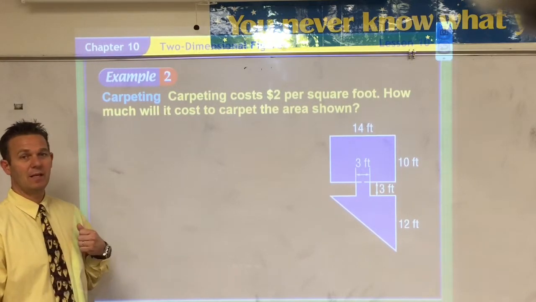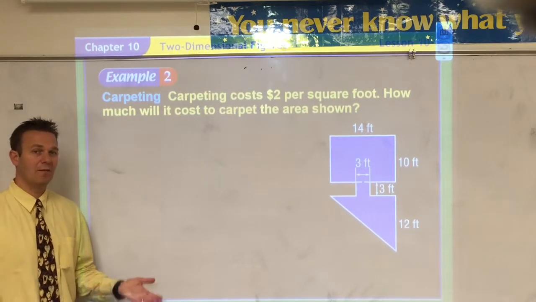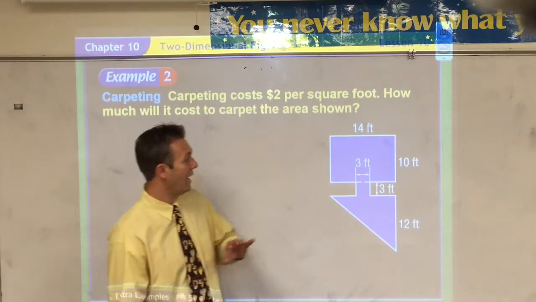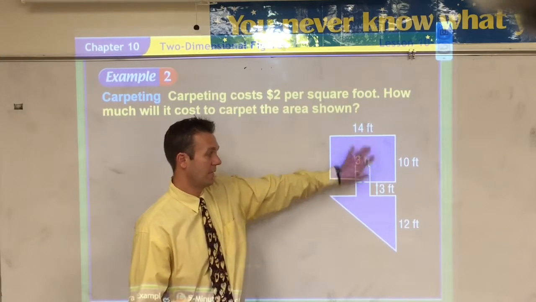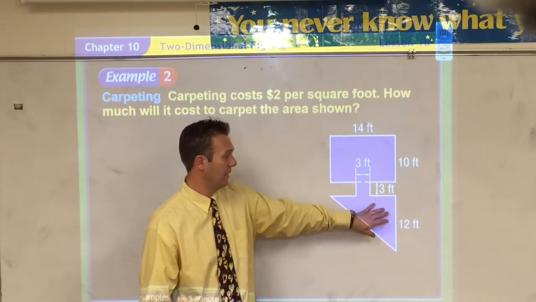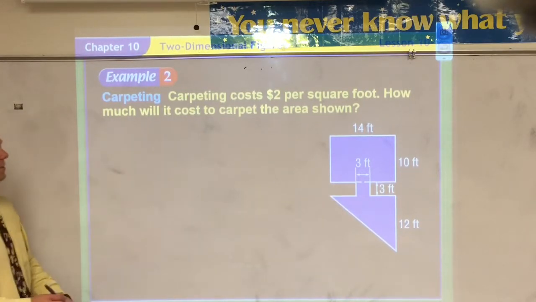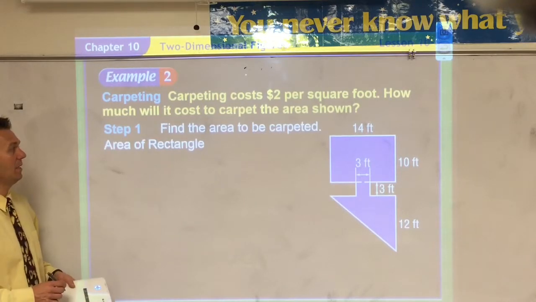You guys, this is something that a lot of people have to deal with and figure out in their lives, so this is a real world kind of question. We have a rectangle, we have a triangle, and we have this little square in the middle. All right? So the first thing we have to do is find the area to be carpeted.